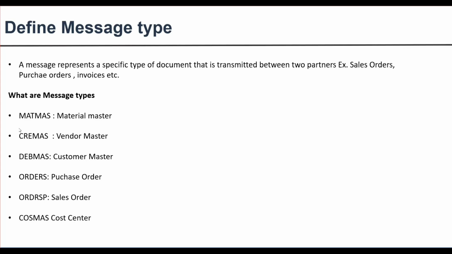These are the standard message types given by SAP. If you want to see the message types, you can open the transaction code WE81 and see what message types they have maintained.